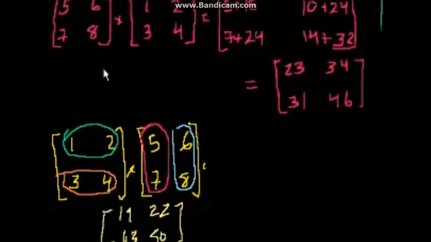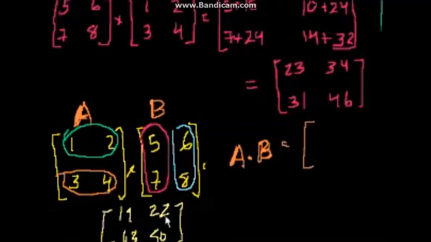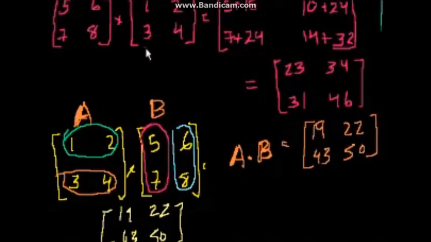So notice, let's say that this is matrix A, and this is matrix B. In the last example, we showed that A times B is equal to 19, 22, 43, 50. And we just showed that, if you reverse the order, B times A is actually this completely different matrix. So the order in which you multiply matrices completely matters.